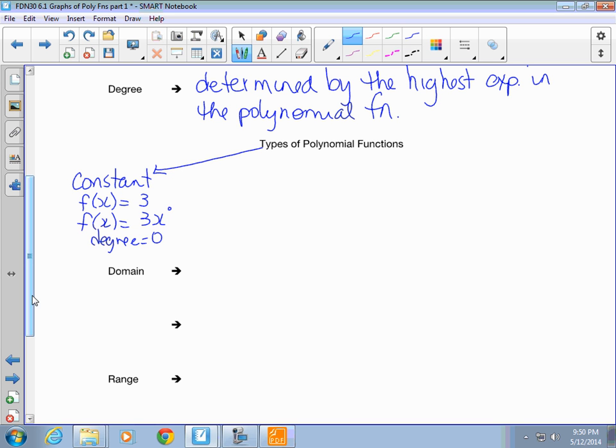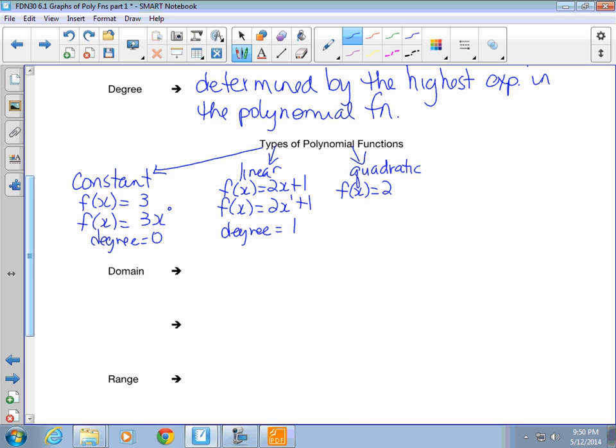A linear function, so that's like f(x) is equal to 2x plus 1. That's like having it, if you wrote it with a power, 2x to the power of 1 plus 1, so degree is 1. A quadratic, so that's like f(x) is equal to 2x squared minus 4x plus 5. Quadratic means that your highest power is 2, so your degree is 2.